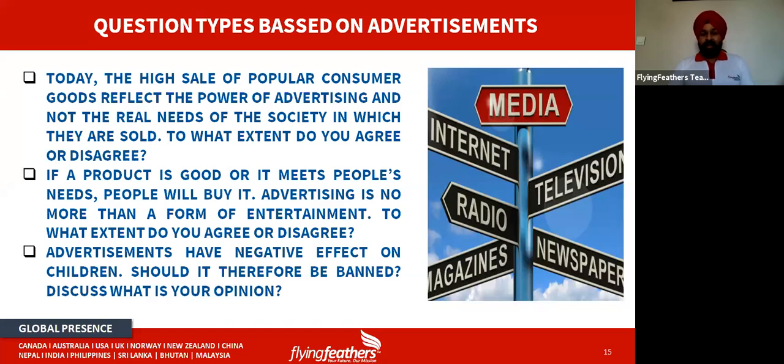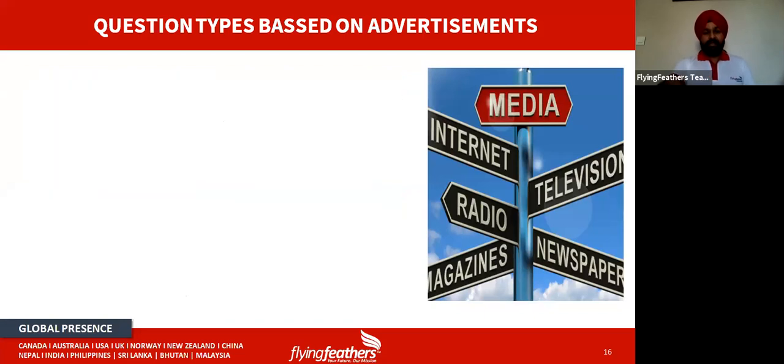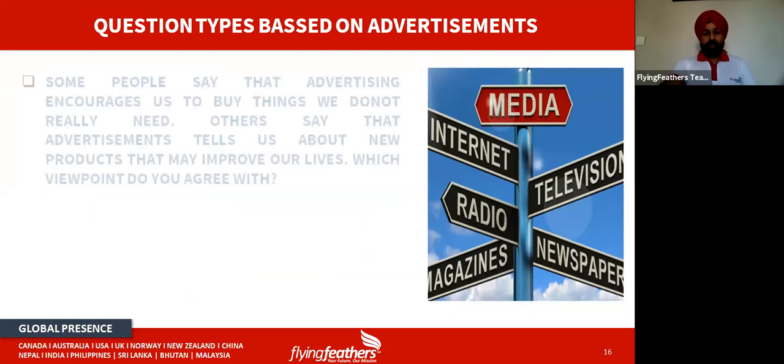The first question is: discuss what is your opinion. This is the second question. So it is a two-question type essay. In one body paragraph you should tell why it should be banned, or why it should not be banned, and what is your opinion on the thing that it has negative impact on children, right? Some more question types are there.